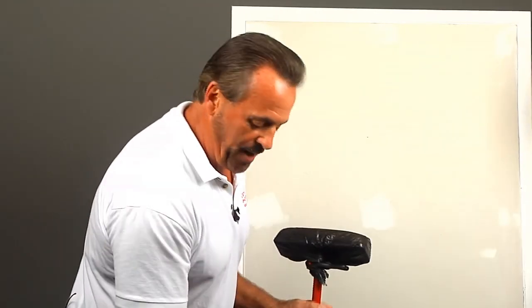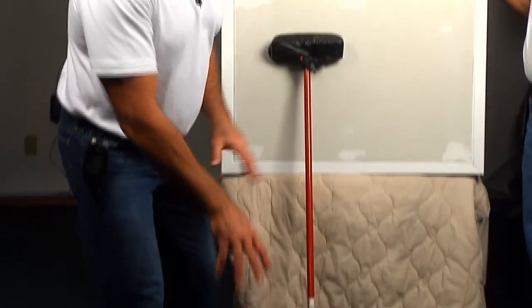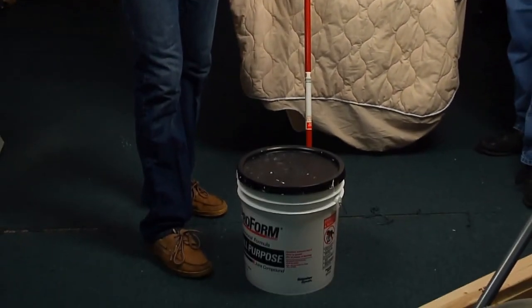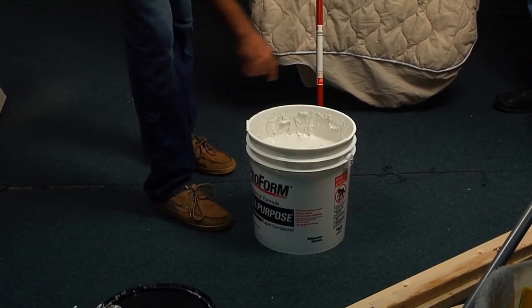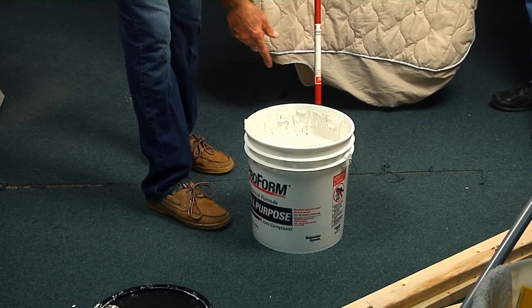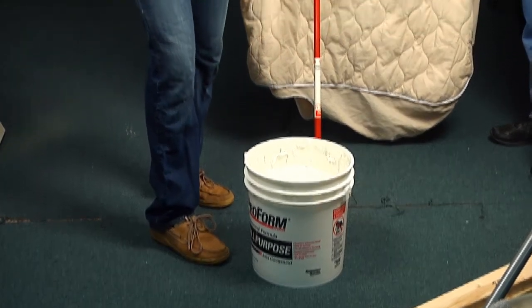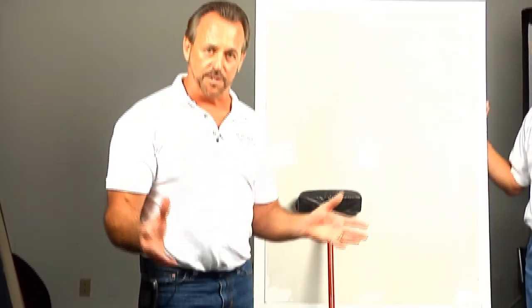Now, what we're looking at right here is a typical bucket of drywall mud. Now, this is a 60-pound bucket, joint compound. You don't thin the mud out. You basically take the lid off, there's a little bit of water on top, you stir it, and you're going to use it the way it is. You don't have to mix water into it, you don't have to do anything special.